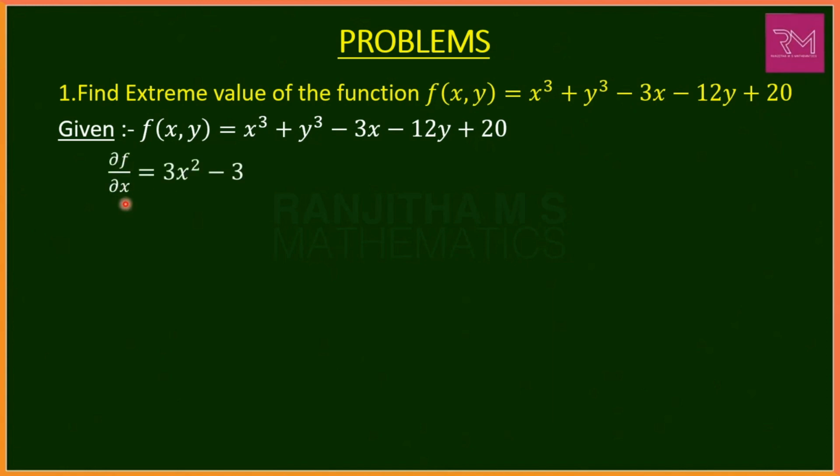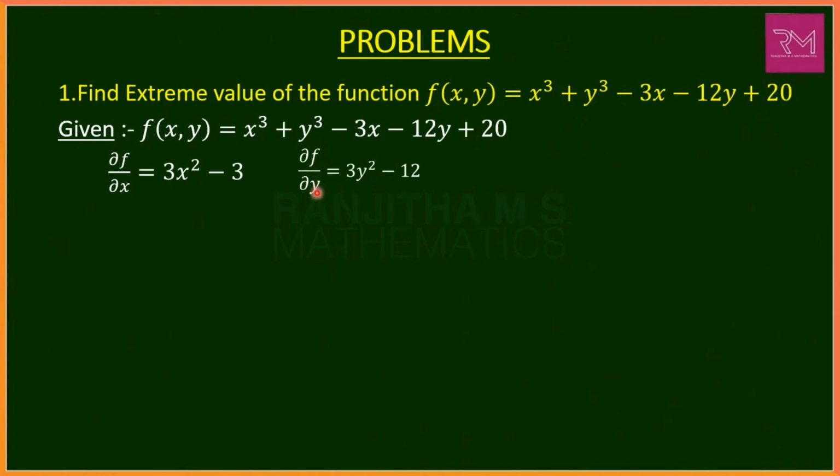Here del f by del x is nothing but the partial derivative of f with respect to x. That means we have to differentiate this equation partially with respect to x, meaning we have to treat the y value as constant. Here differentiation of x cube is 3x square. Differentiation of the constant is 0. Differentiation of minus 3x is minus 3. Differentiation of the constant is 0. Here also differentiation of the constant is 0. Hence we get del f by del x value as 3x square minus 3.